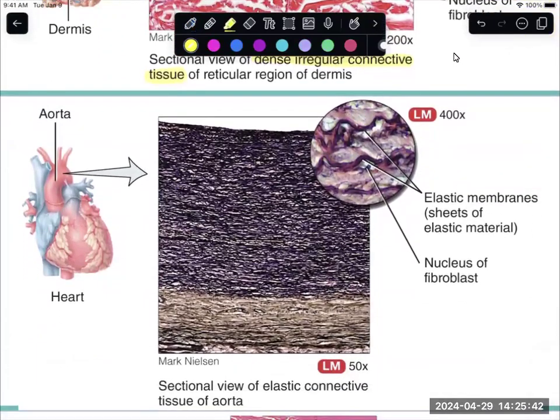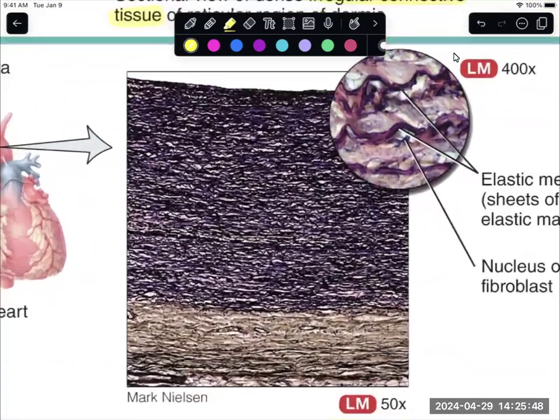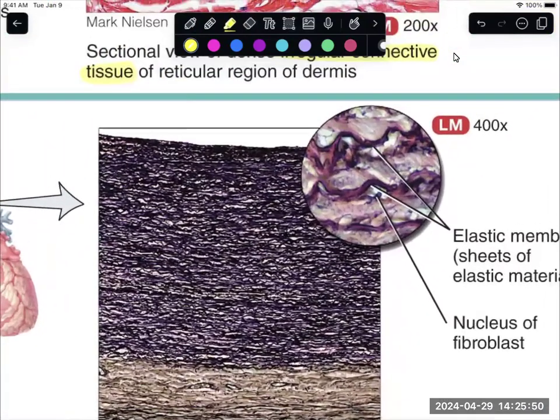Elastic connective tissue. Elastic connective tissue does show all of these little black squiggly lines throughout here. That's all elastic tissue. So it's just hundreds to thousands of elastic fibers that make up this elastic connective tissue.